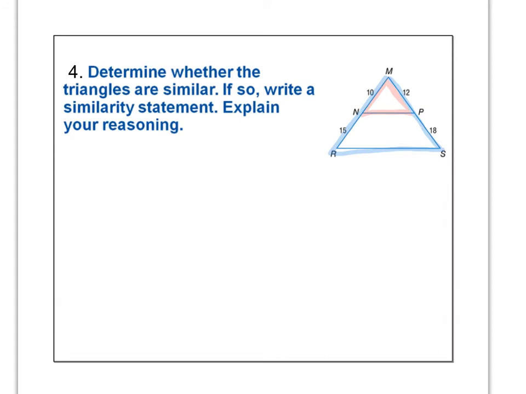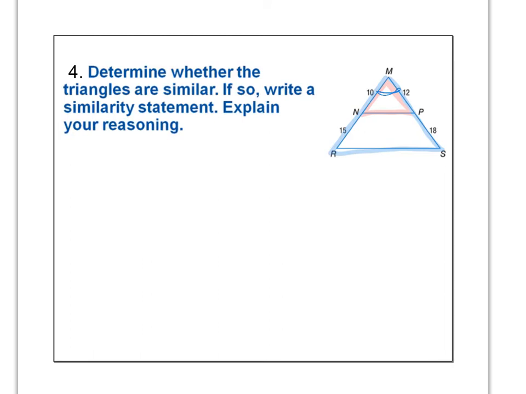And so one of the things I notice is angle M. Angle M is in the big triangle and it's in the little triangle. So they do have one angle that is congruent. However, I don't think we know anything about the other angles at this point. So what I want to check next are the sides.